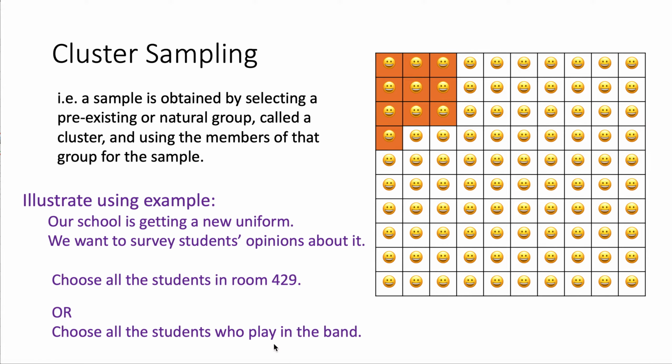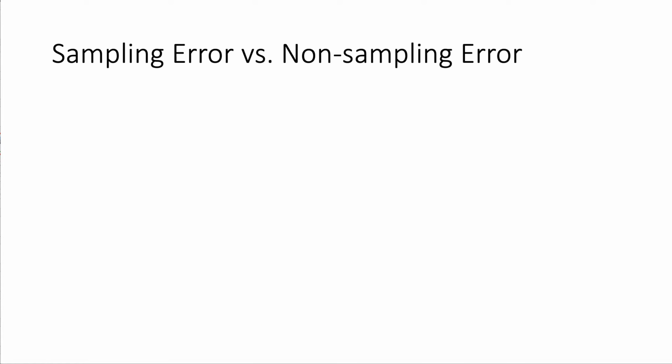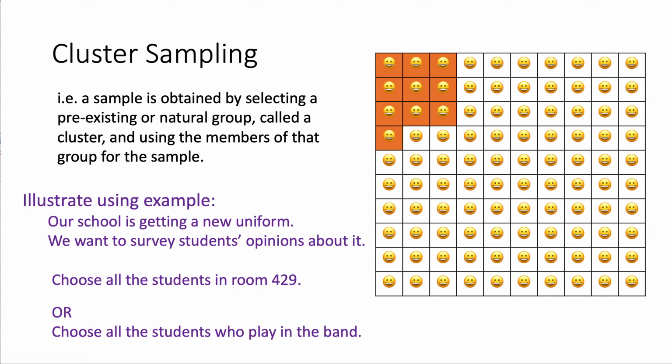The potential problem here is there might be a bit of bias when all the students are clustered in this pre-existing group. Okay, so that's the 4 types of sampling.